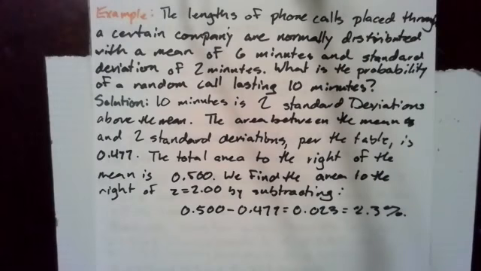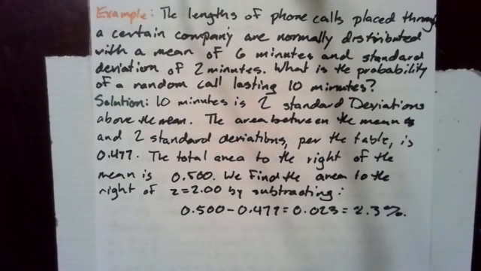Another example: the lengths of phone calls placed through a certain company are normally distributed with a mean of 6 minutes and standard deviation of 2 minutes. What is the probability of a random call lasting 10 minutes? 10 minutes is 2 standard deviations above the mean.